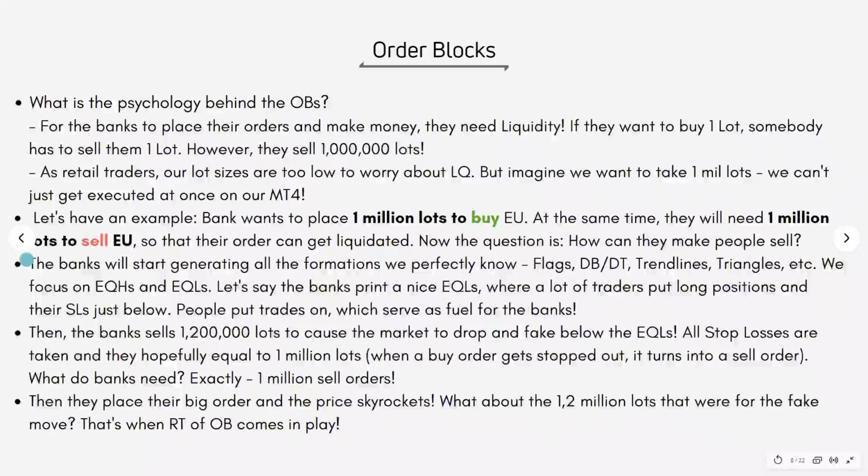So I just want to illustrate that so that you know what I'm talking about. So let's say that we have that push to the upside and we have the market pulling back and we're having this consolidation right there, right? So the banks want to buy 1 million lots, but they can't buy just right here in the middle. And they have created this double bottom formation. And they know that right there are stop losses just right here, right? So they're going to sell 1,200,000 lots to cause the market to drop and fake below those equal lows, all right?